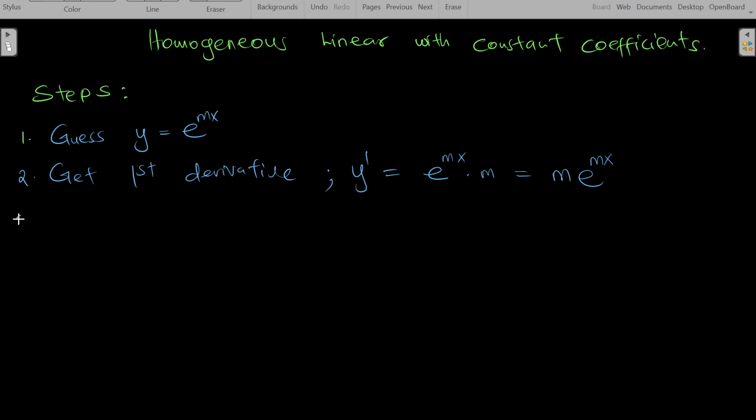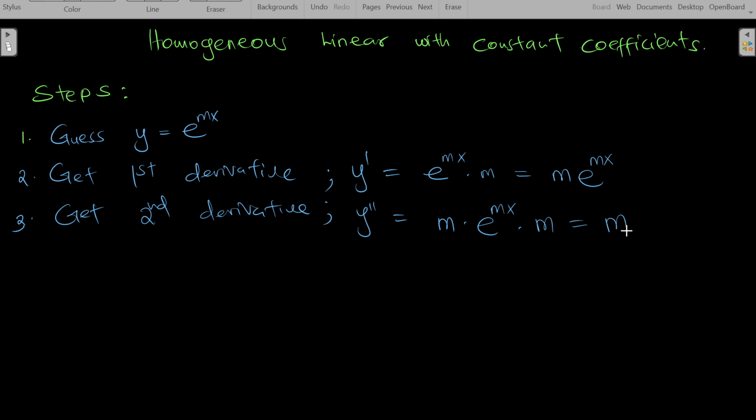The third step is to get the second derivative. After getting the second derivative, y double prime, I'll get it from the first derivative. So I'll say m multiplied by e raised to mx the way it is, then again I'll multiply that by another m. So I'll get m squared e raised to mx.